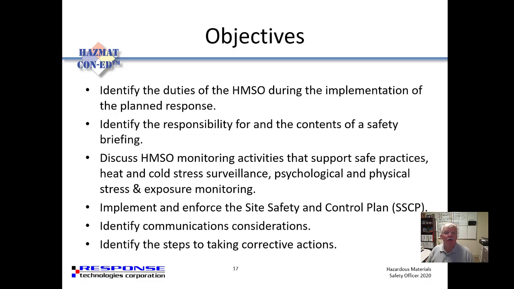So the objectives, again, what we wanted to do is we wanted to identify the role of the HMSO during the implementation. We want to talk about that safety briefing and who does that and how to do that. We want to discuss the monitoring activities once we send people downrange. We want to make sure that you implement and enforce that site safety control plan that you work so hard to develop and integrate into the incident action plan. We need to make sure communications are considered and we have backups to communications, and identify how we take corrective actions, either suspend, alter, or terminate those events.